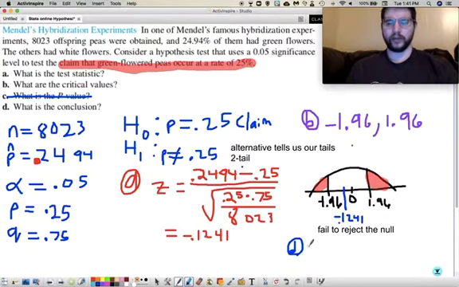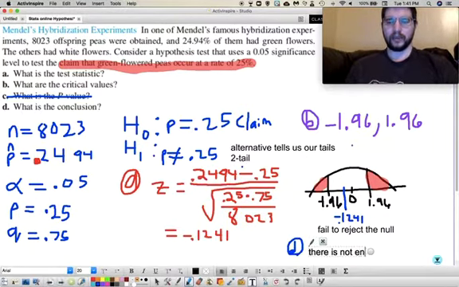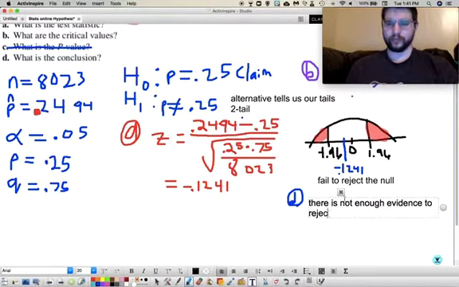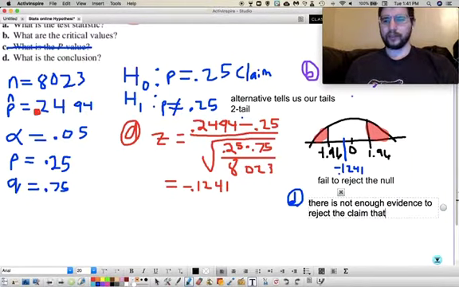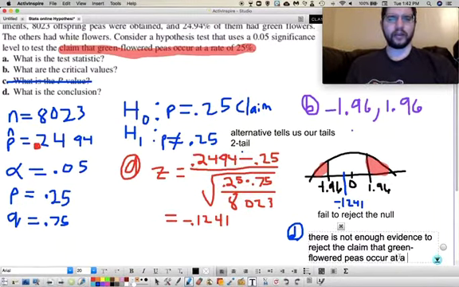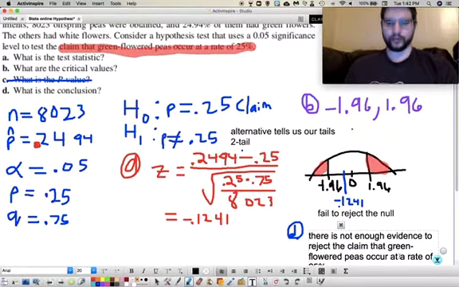answer for the conclusion would be there is not enough evidence to reject the claim that, and whatever it said. Let's see, what did they say? Green flowered peas occur at a rate of 25%. So that'll be the conclusion.